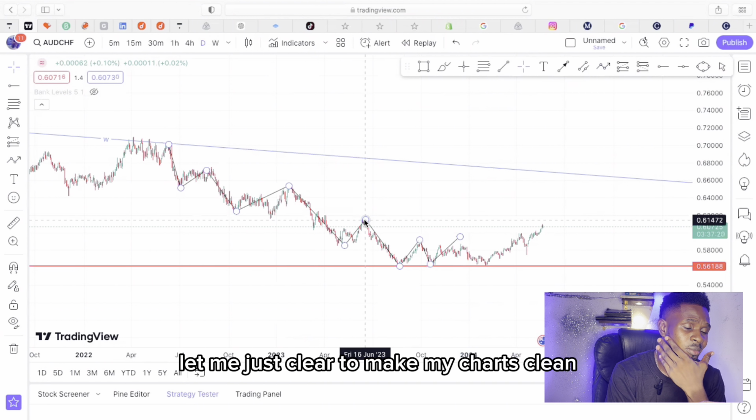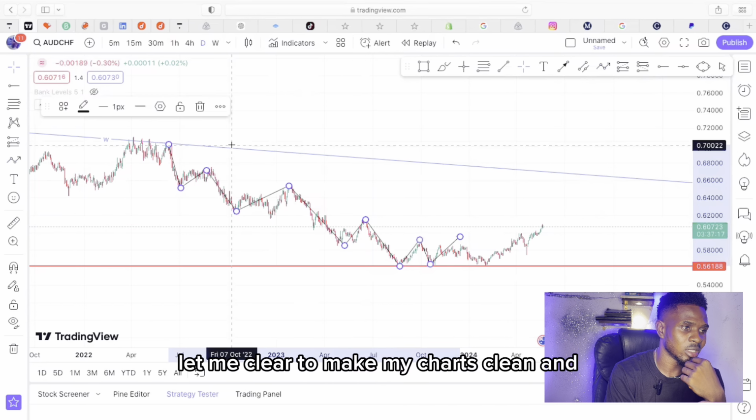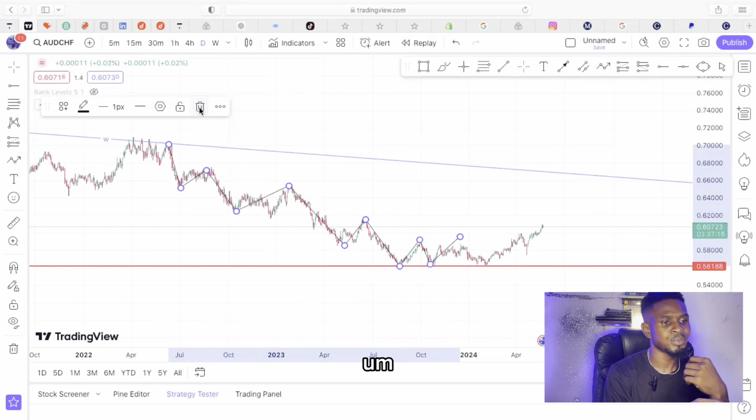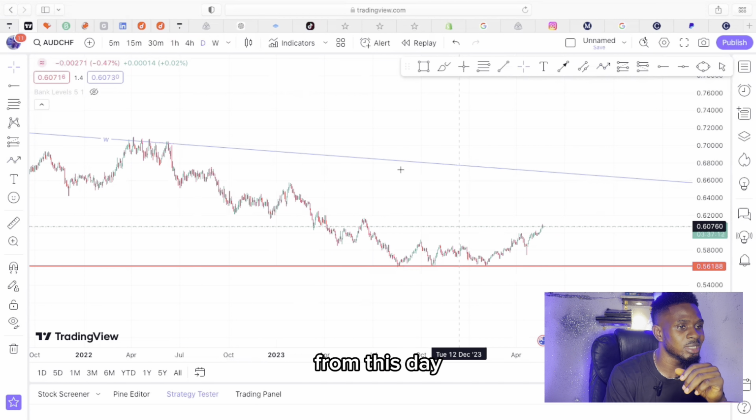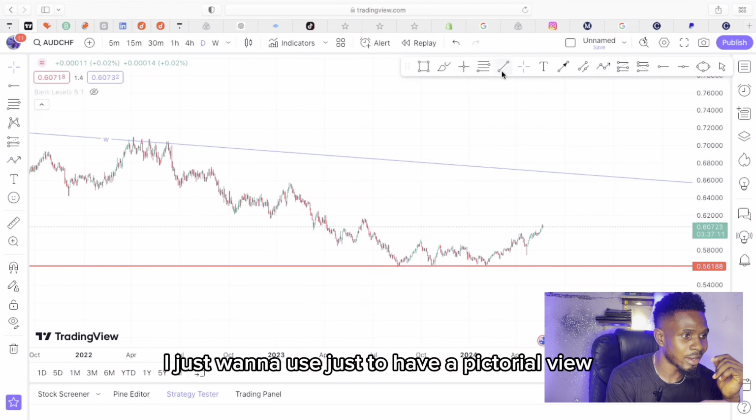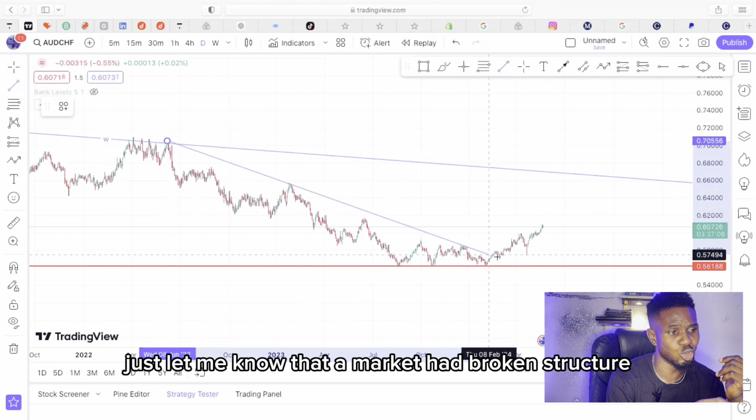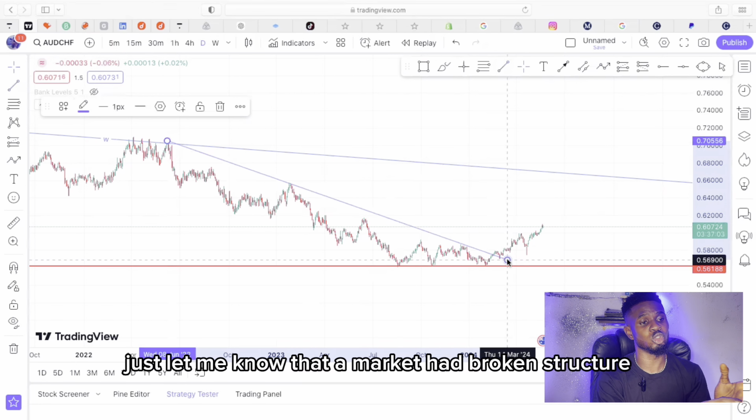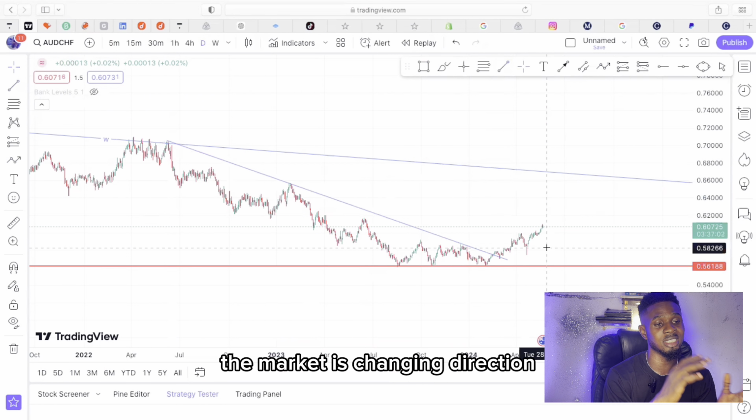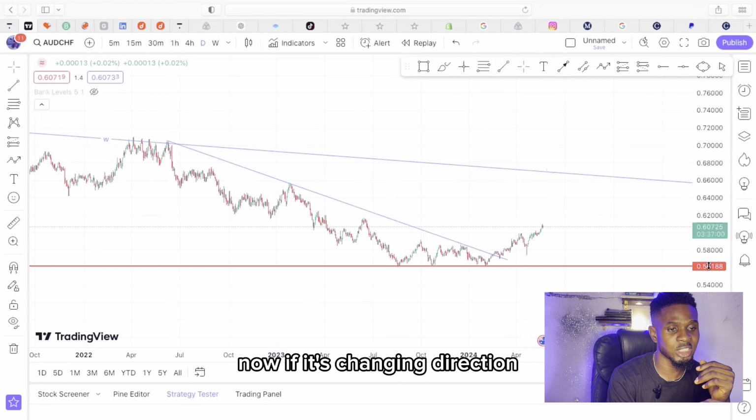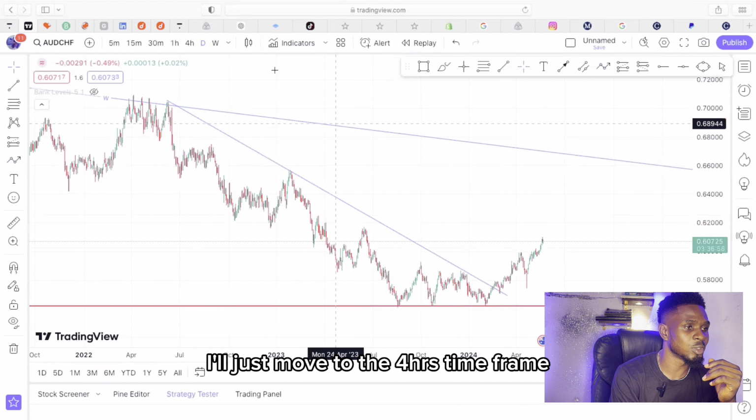Let me just clear to make my charts clean. And we've already analyzed that. So from this daily, just to have a pictorial view, I will put a trend line here to let me know that the market had broken structure. Breaking structure means the market is changing direction. Now, if it's changing direction, I'll just move to the 4-hour time frame.